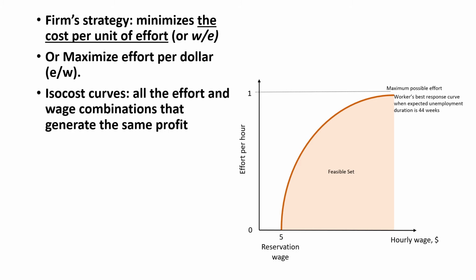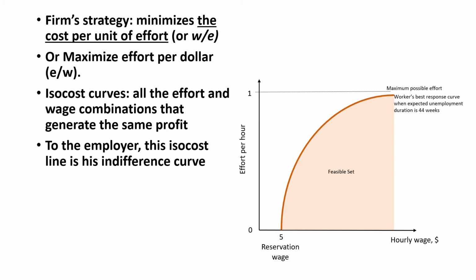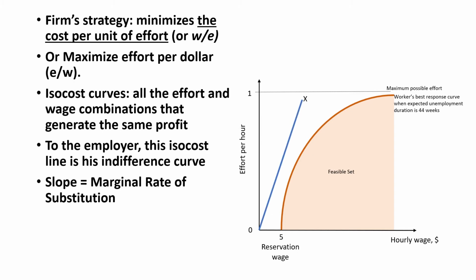Isocost curves show all the effort and wage combinations that generate the same profit for the firm. To the employer, this isocost line is simply his indifference curve. The slope of the isocost line is the marginal rate of substitution, which is the rate at which the employer is willing to increase wages to get higher effort. Different isocost lines can be drawn to reflect different cost levels.